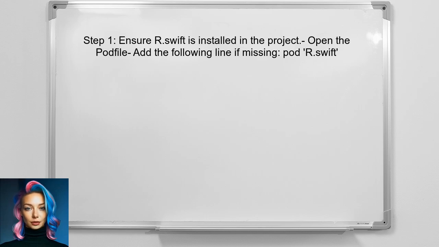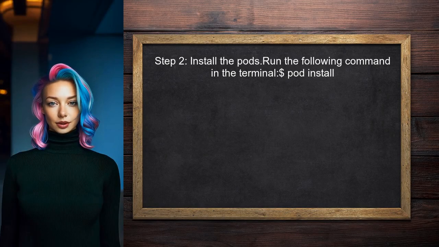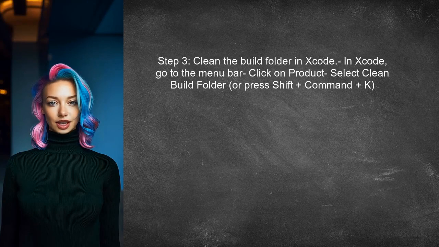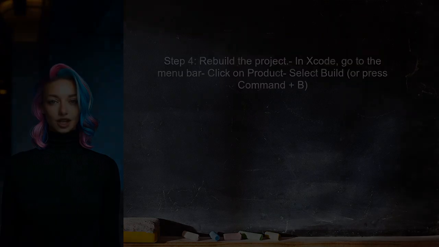This can be done by adding R.swift to the pod file if it isn't already included. Next, the user needs to run the command to install the pods. This will ensure that R.swift is downloaded and integrated into the project correctly. After installing the pods, the user should clean the build folder in Xcode. This helps to remove any cached data that might be causing the error. Finally, the user should rebuild the project. This step will compile the project again and should resolve the error if R.swift is set up correctly.